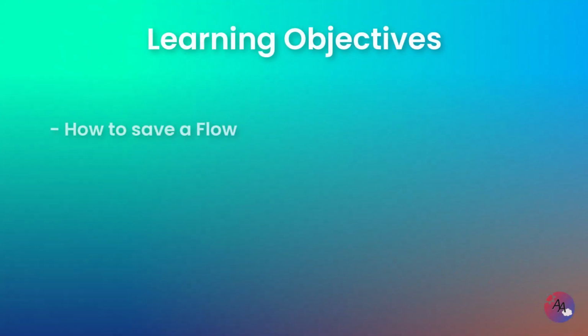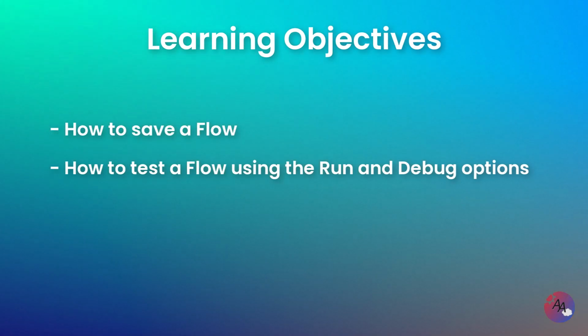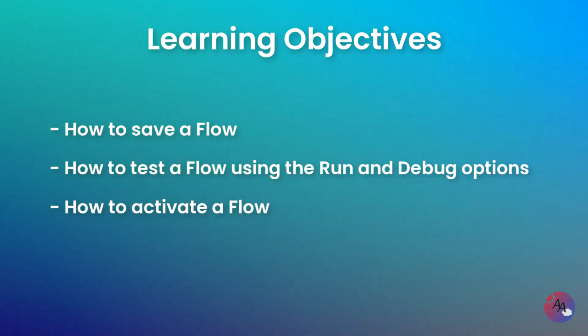flows. In today's video, we will discuss the steps to take after our flow is built. We will go over saving, testing, and activating our flow, as well as how versioning works. By the end of this video, we'll learn how to save our flow, how to test our flow using the run and debug options, how to activate our flow, and what versioning is.